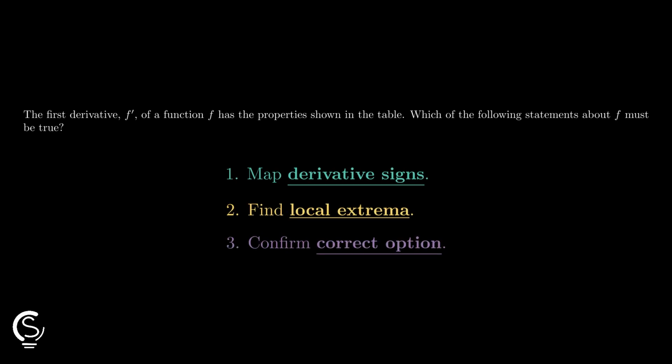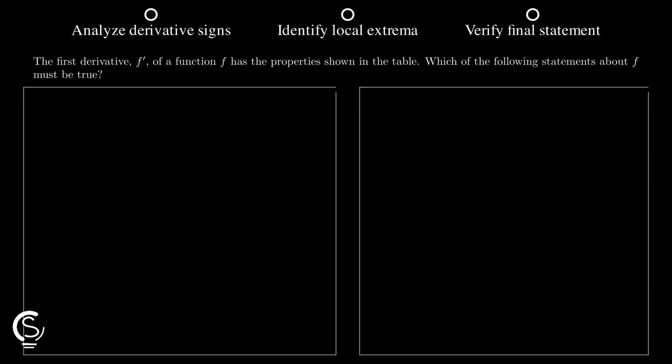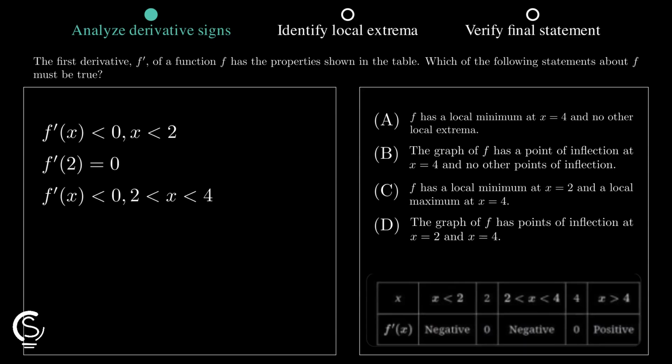Calculus problems like this one look intimidating, but you can solve them in seconds by analyzing derivative signs and identifying local extrema with this quick method. First, look at the signs of the derivative. The function decreases before x equals 2, stays flat at 2, and continues to decrease until x equals 4. You got this.